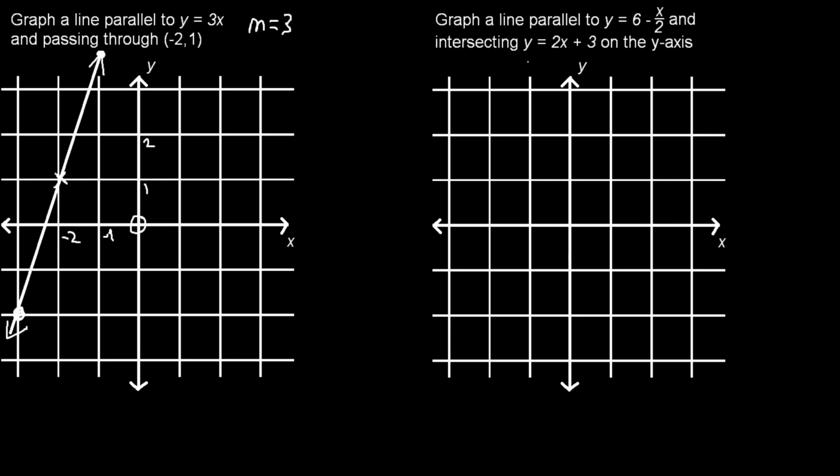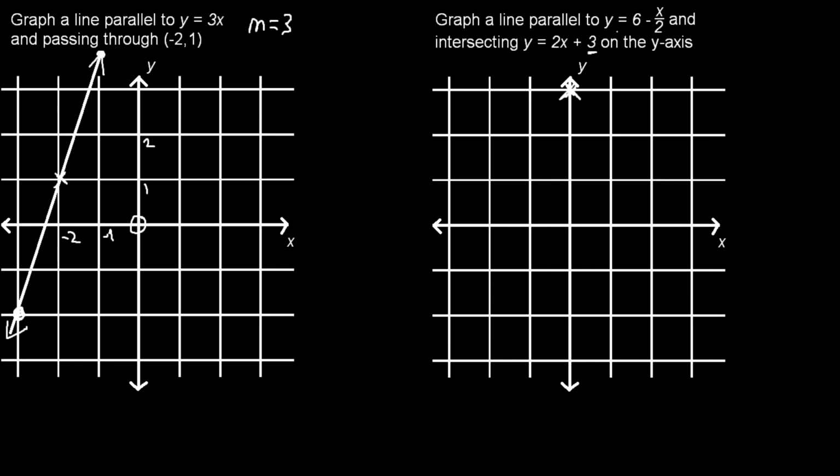If we look at the second piece of information, intersecting y = 2x + 3 on the y-axis. Well, where does this intersect the y-axis? The y = 2x + 3. That just intersects at 3 because the y-intercept, you can see here, is 3. So we've got our first coordinate. It's 3, 0. Sorry, 0, 3.